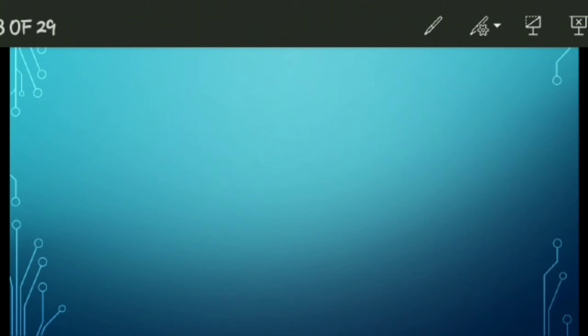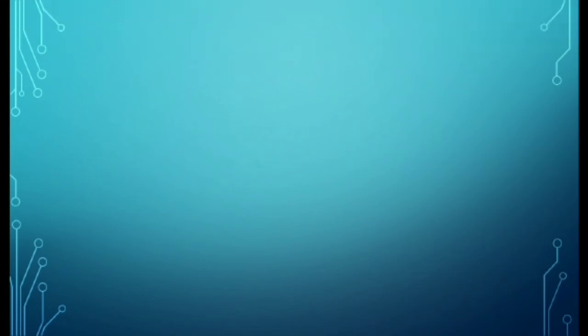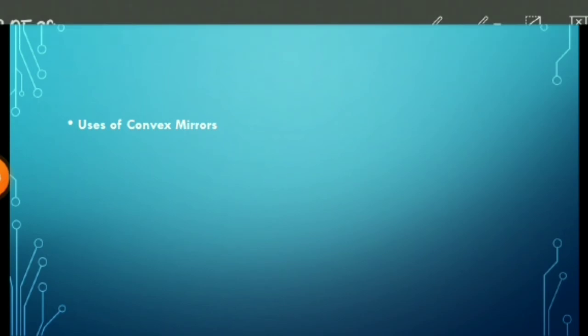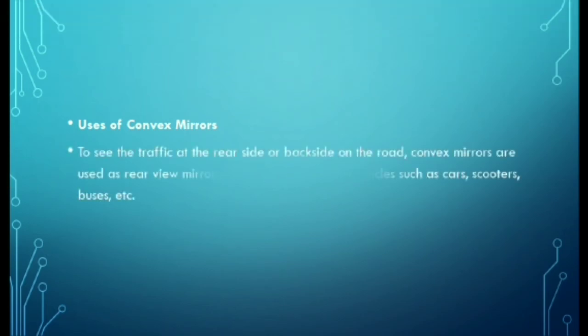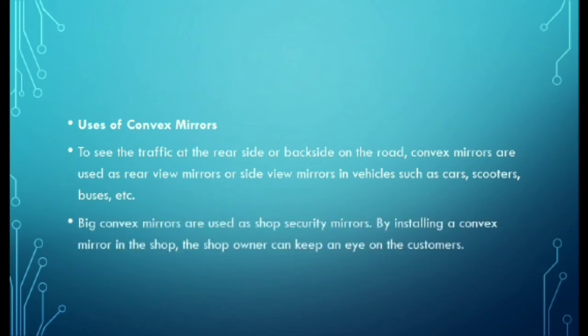So the next one that we are going to see is uses of convex mirror. To see the traffic at the roadside or backside on the road, convex mirrors are used as rear view mirrors or side view mirrors in vehicles such as cars, scooters, buses, etc. Big convex mirrors are used as security mirrors. By installing a convex mirror in the shop, the shop owner can keep an eye on the customers.